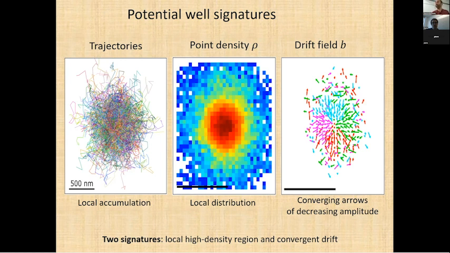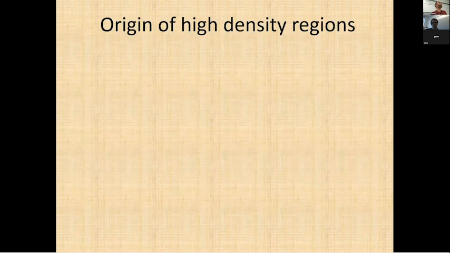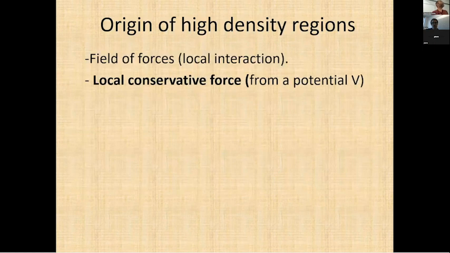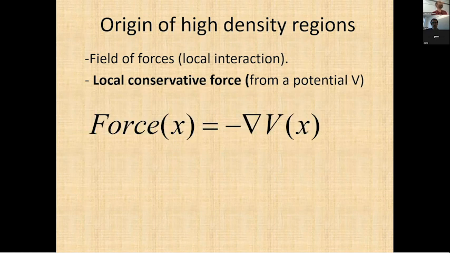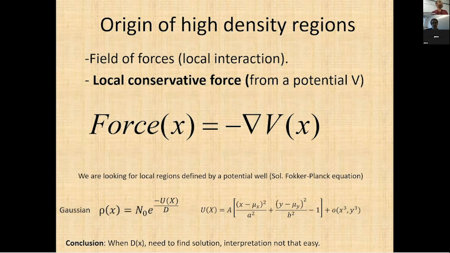Now, this is something interesting. If you have such a signature, let's discuss what's the theory behind. So basically, if you have a field of force, and if it's a conservative field of force, the force will be the gradient of a potential. And generically, if you have a potential well, it is characterized by a parabola, and if the diffusion constant is a constant, then the local density associated to this drift plus the effect of diffusion is a Gaussian.